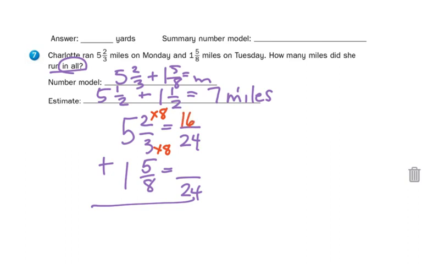2/3 is the same as 16/24ths. I'm going to multiply the denominator in the bottom fraction times 3 and the numerator times 3 to get 15/24ths. 24ths remains the same. I'm going to add 16 plus 15 to get 31. 5 plus 1 is 6.